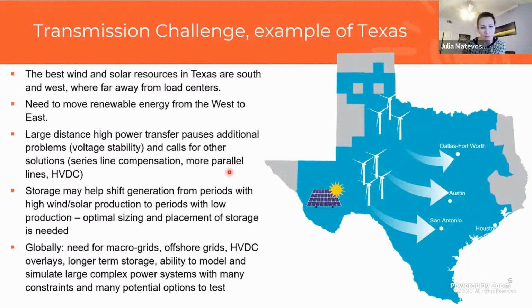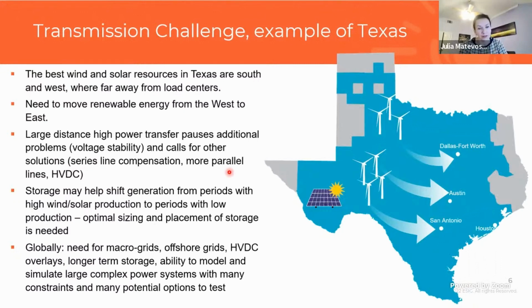But coming back to the mathematical problem, there is an optimal sizing and placement of storage that is needed. I showed this problem with the example of Texas, but globally, this problem also exists because the way the transmission system was developed was around load centers and around centrally located generators, and now these resources are shifting to other areas.